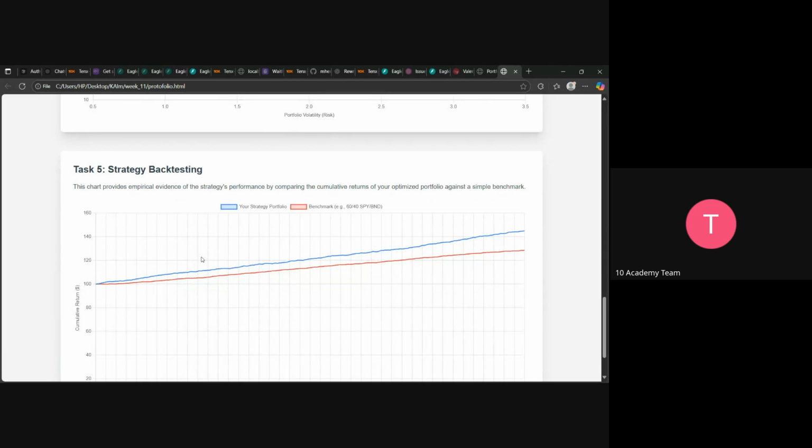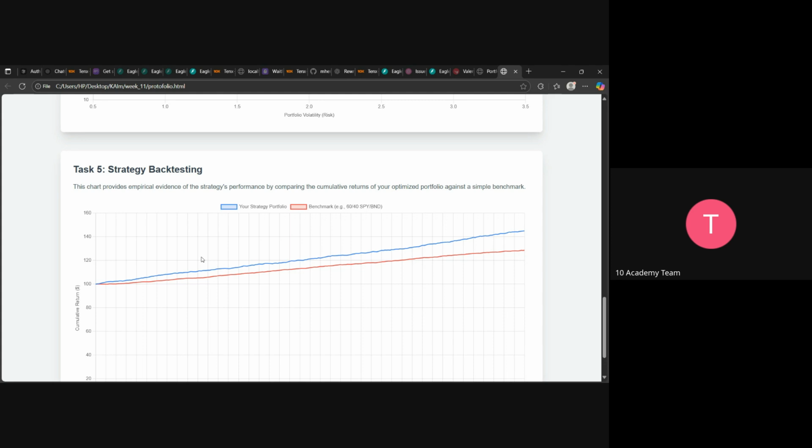And the final decision will be to have a strategy. At the end of the day, we're going to put some benchmarks, right? We're going to put empirical evidence of the strategy's performance by comparing the cumulative returns of your optimized portfolio against a simple benchmark. We can put in a specific benchmark in order to measure our metrics, so that we can see how our strategy, or the measurements that we decided to take, is outperforming or solving this issue.